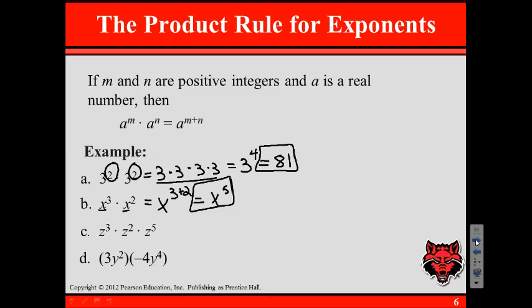In the third example, z cubed times z squared times z to the 5th. The base is z each time, so we can write z once and add all of the exponents. And this will reduce to z to the 10th power.